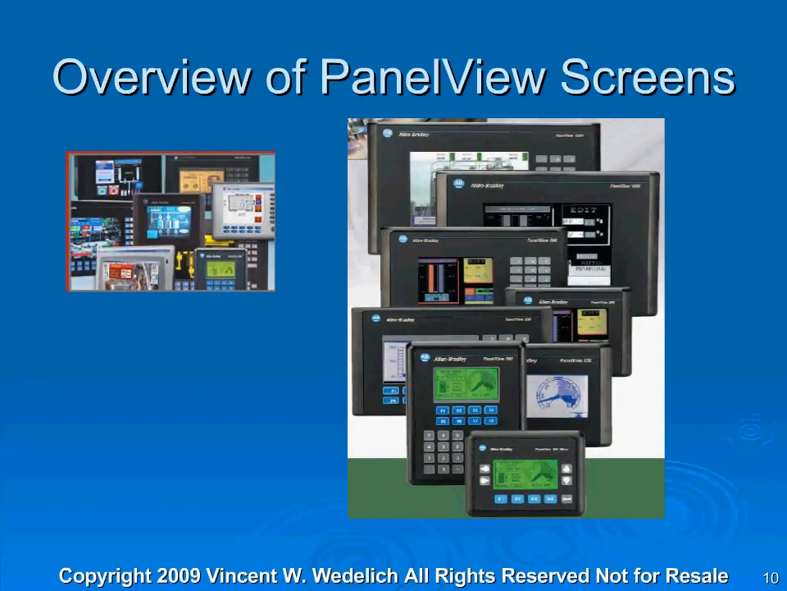An overview of the PanelView screens. They come in different flavors, if you will. On the right-hand side of the screen, at the very bottom, you see the Micro. That's the Micro 300. It's a very robust little screen. I've put them literally all over the world on a lot of offshore applications and things.